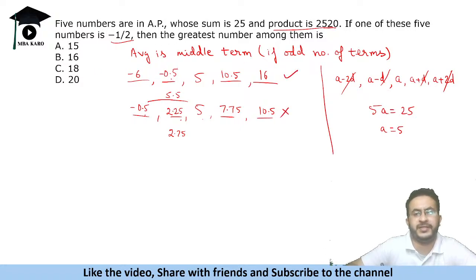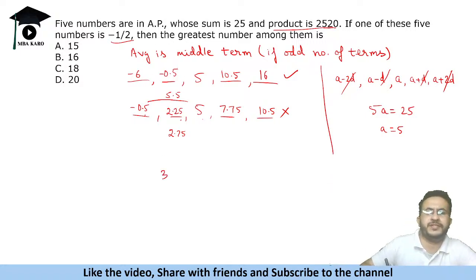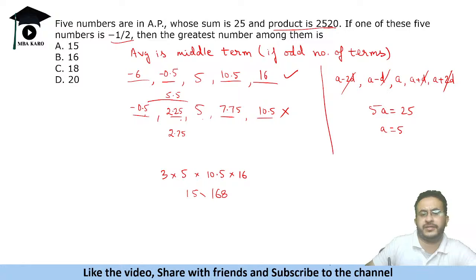Now you might be thinking that in this one it is also given in decimal. If it is given in decimal, you can multiply. 6 into 0.5 is 3. 3 into 5 into 10.5 into 16. 16, 10, 160. 168, and into 15. And you will get 2520. So the highest term is 60.